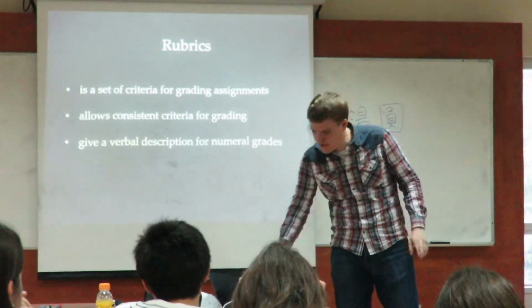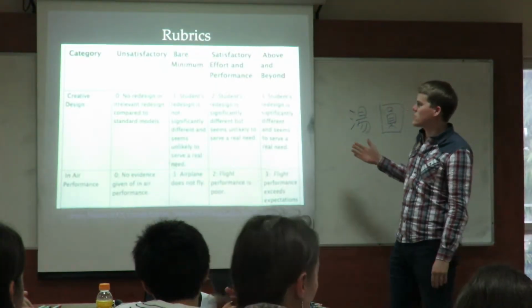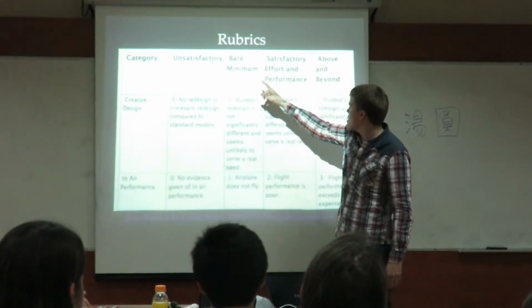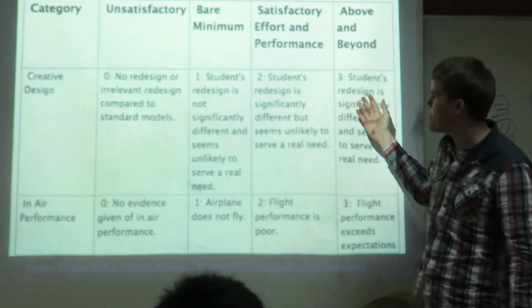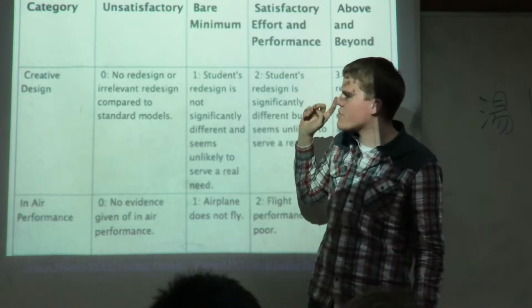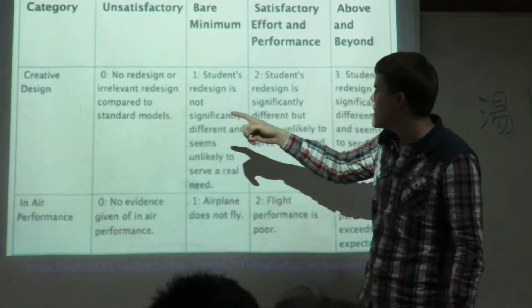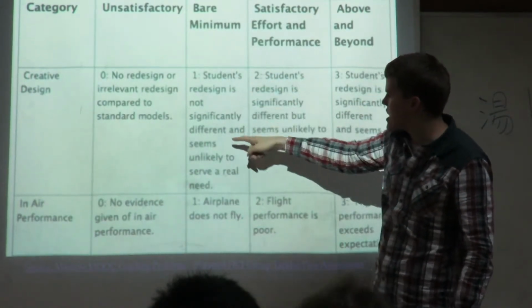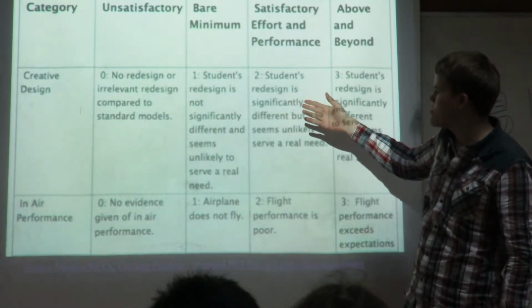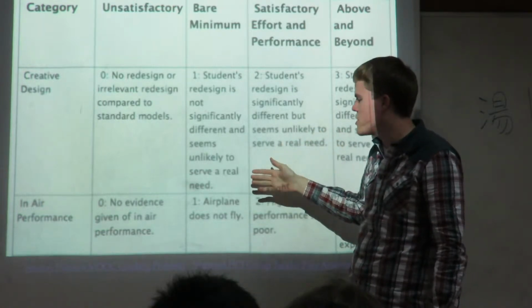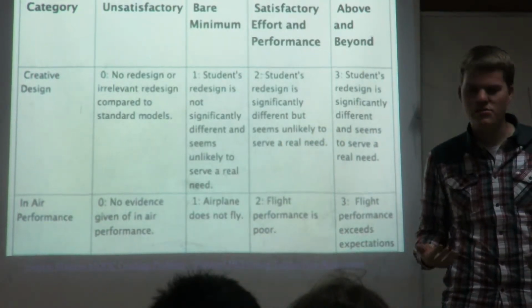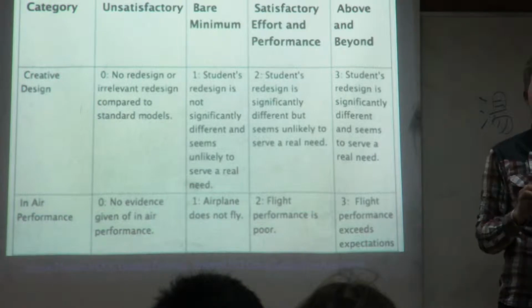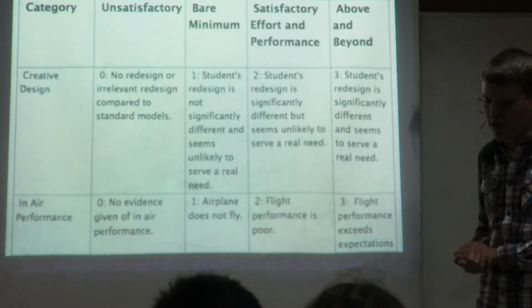So if we continue with this problem of our paper airplane, a rubric might look like this. We have here a category which is creative design and in-air performance, and we have in total 4 different grades reaching from 0 to 3. And now you can see exactly, if I'm supposed to assess the creative design of a paper airplane and I want to give a 1, then the paper airplane should fulfill whatever is said in this box. So in this case, the student's redesign is not significantly different and so it's unlikely to serve your need. Giving the students these rubrics allows consistent grading, because everybody knows which grade to apply to which airplane. So that is a rubric.